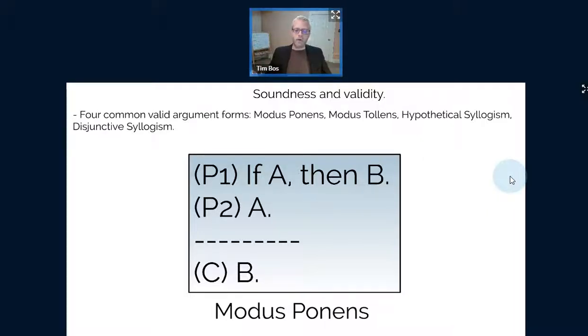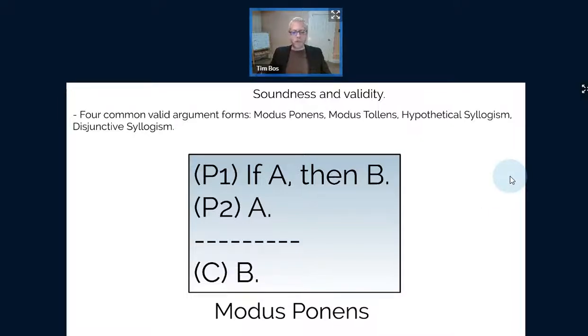You could also think of it in this way. You could use the terminology that we used for those invalid argument forms, right? You could call this affirming the antecedent, right? Because again, you're looking at the conditional statement, the if-then statement. The first part of it says A, but then in the second premise, you're affirming that. You're saying, yes, A is actually true.